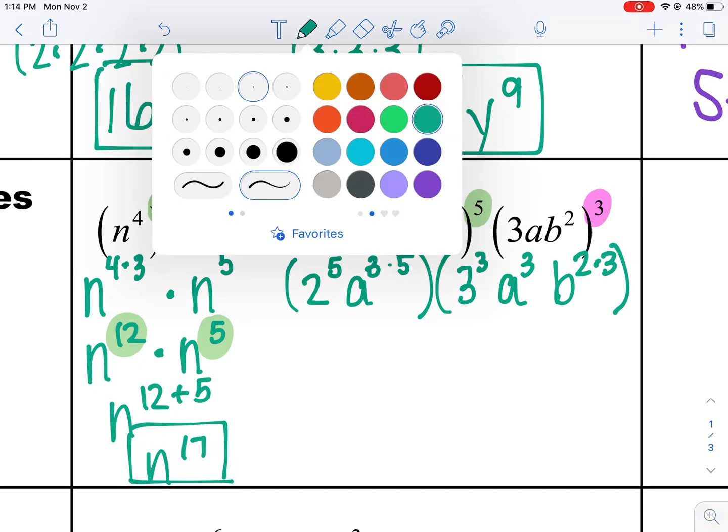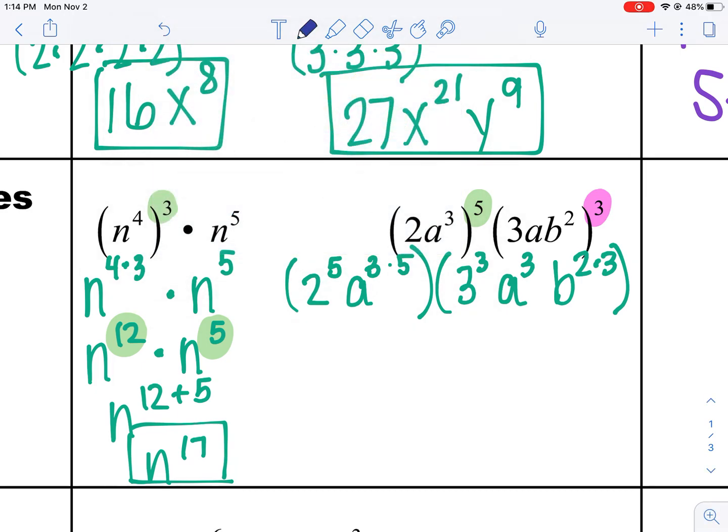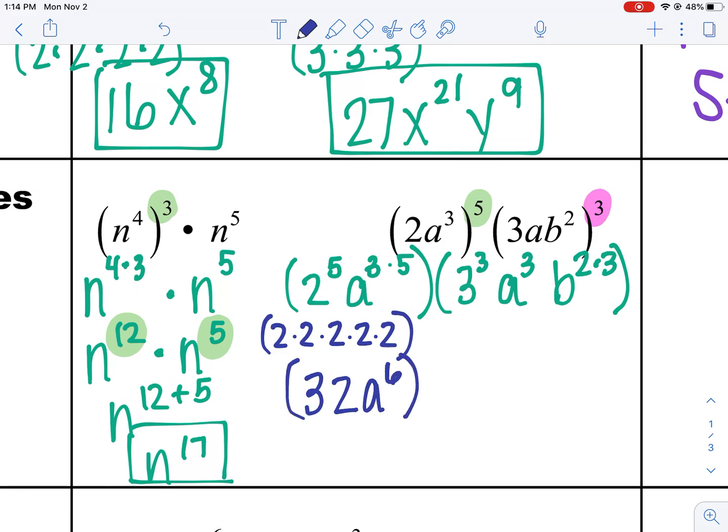Sometimes you guys probably could have done some of this in your head, but I would say that you want to be pretty careful when you're expanding out these 2s. You should know from the previous 2 to the 4th is 16, so 2 to the 5th is going to be 32. And then that a becomes a to the 6th. I technically still need that in parentheses. Then 3 to the 3rd becomes 27.